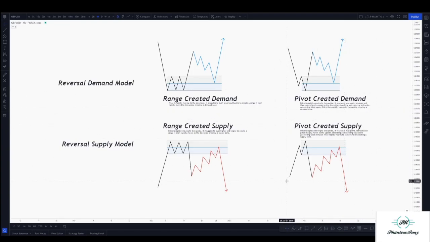And this, again, is created from an up move. We get a low that's created, then we have a sharp move to the upside and a break to the downside, a rapid move to the downside. Once again, we're not trading the initial break. We're waiting for price to return back to this newly created supply zone to look for entries.